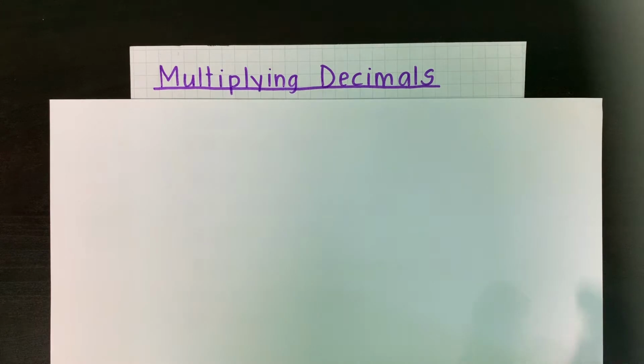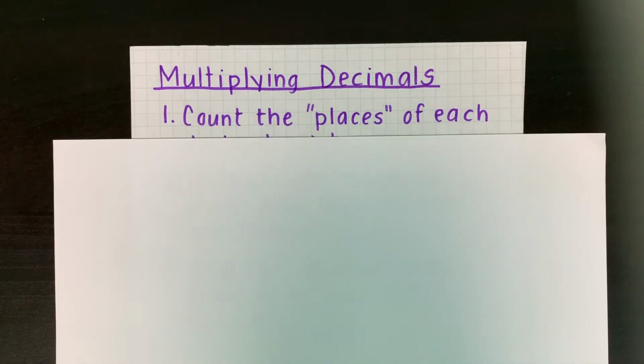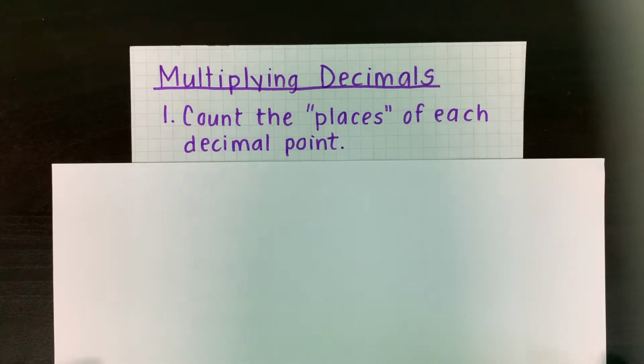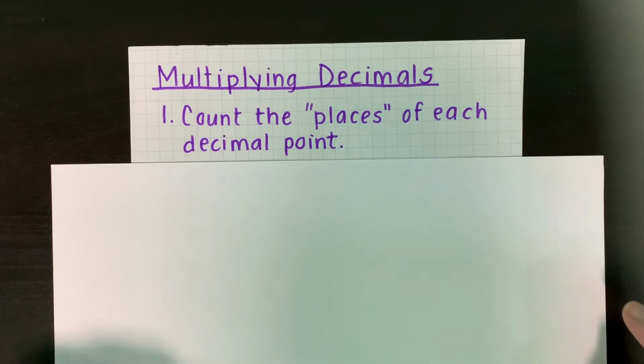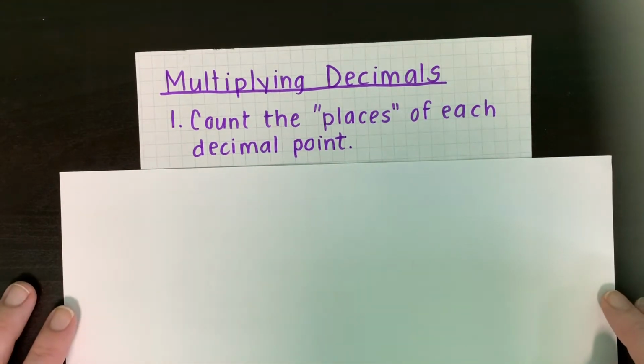I'm going to show you the steps first, and then I'm going to actually teach you how to do it, okay? So the first thing you want to do when multiplying decimals is you need to count the places of each decimal point. And I'm going to show you exactly what that means. If that doesn't make sense right now, it's okay. I will show you what that means. But the first thing to do is count the places of each decimal point.